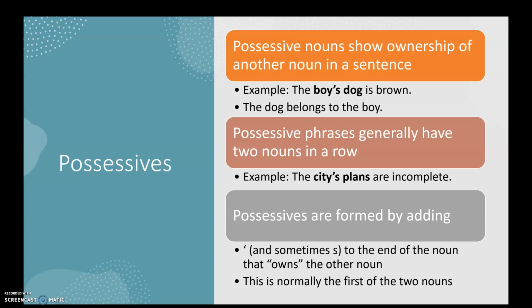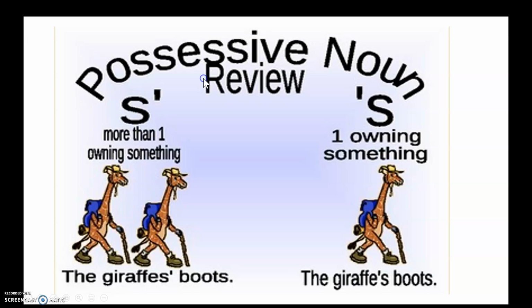Possessives are generally formed by adding an apostrophe and sometimes an s to the end of the noun that owns the other noun. And that's normally the first of the 2 nouns. So you can see the apostrophe s is attached to boy in the boy's dog. It's attached to city in the city's plans.